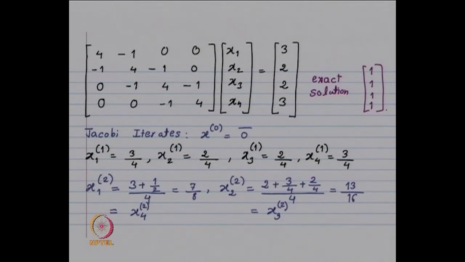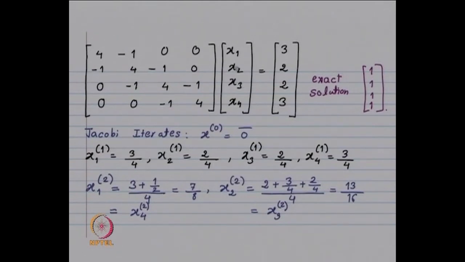So, you are replacing the coefficient matrix by the diagonal matrix. This was for the first iterate. For the second iterate, x 1 2 is going to be equal to b 1 plus x 2 1 divided by 4, and x 2 1 is 1 by 2. So that gives you x 1 2 to be equal to 7 by 8.